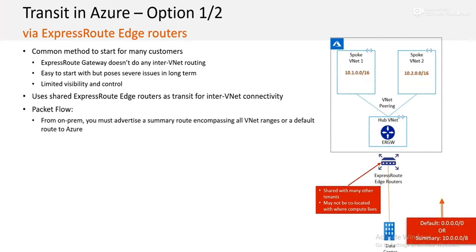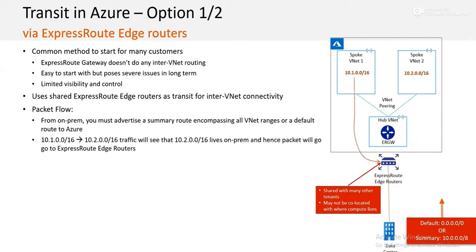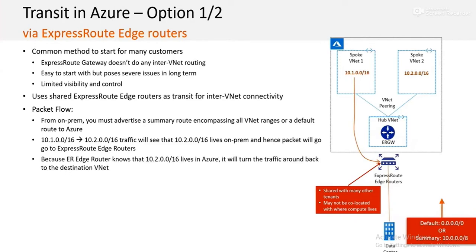So if we look at what it takes to make this happen, if we have a single region where we have two spoke VNets that are connected to the same hub VNet, so our standard hub and spoke topology, and that hub VNet has a single ExpressRoute router, from on-prem what we would do is advertise either a default route or a summary route, which covers our entire CIDR range. And what that does is it actually attracts traffic down to the ExpressRoute routers when Spoke 1 is trying to talk to Spoke 2.